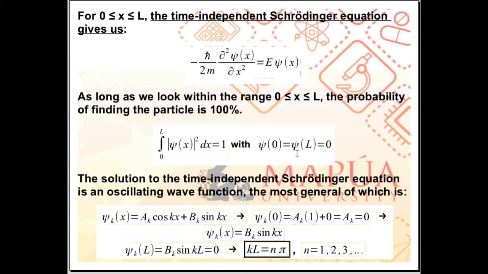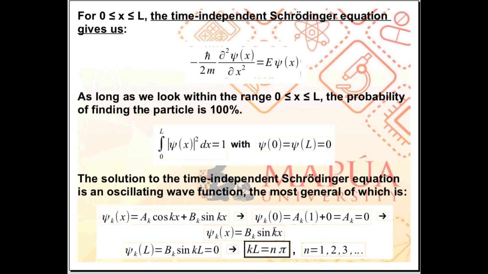We still have x is equal to L. Psi of L is equal to 0. So let's now apply this border condition. Psi of L is equal to b sine kL is equal to 0. That means sine kL is equal to 0, and that only happens when kL is equal to n pi, where n is equal to 1, 2, 3, 4, 5, and so on.